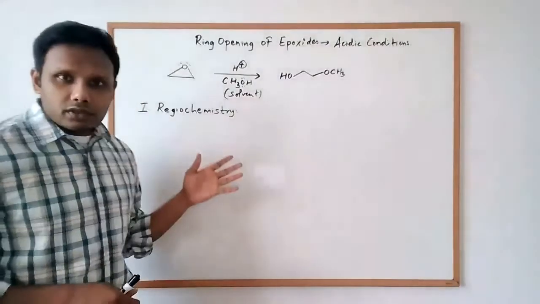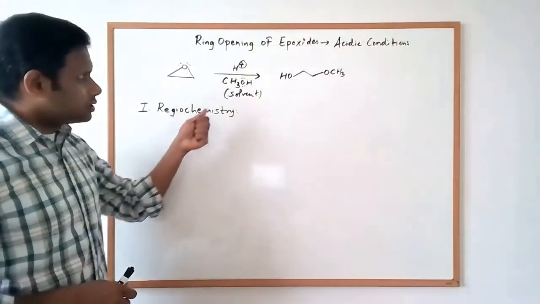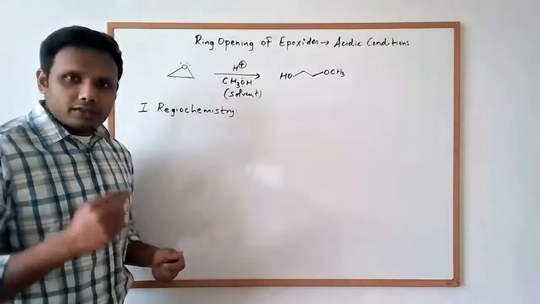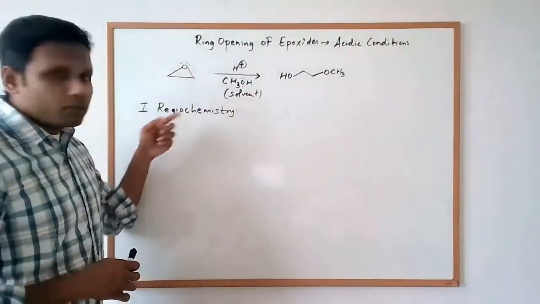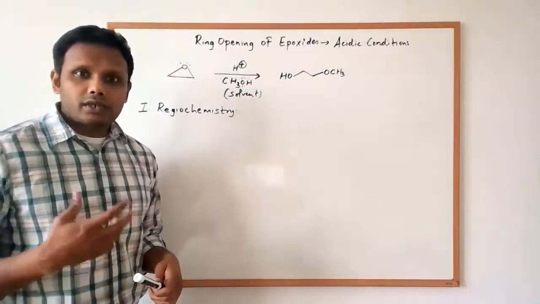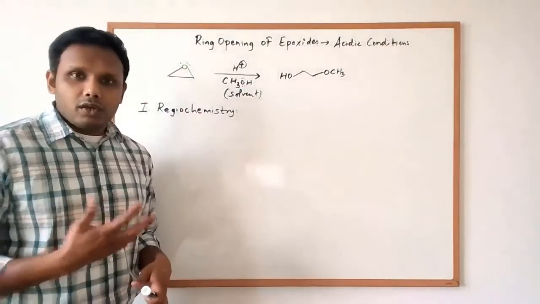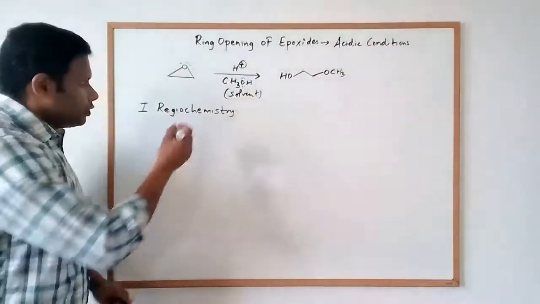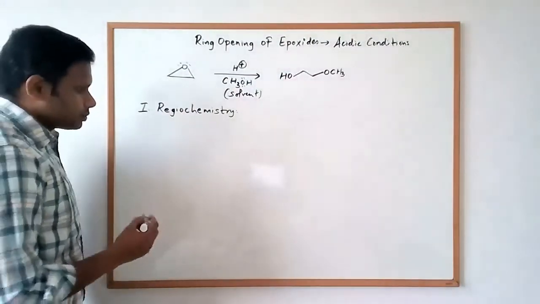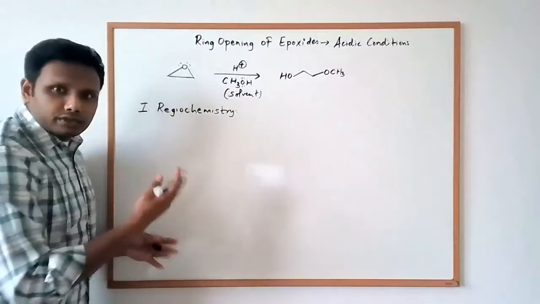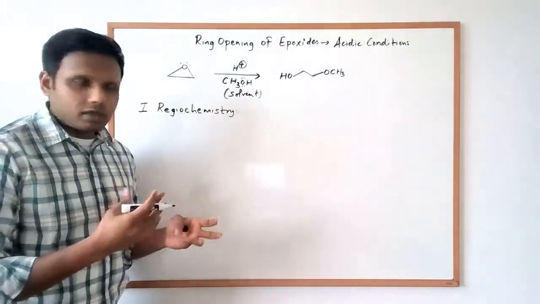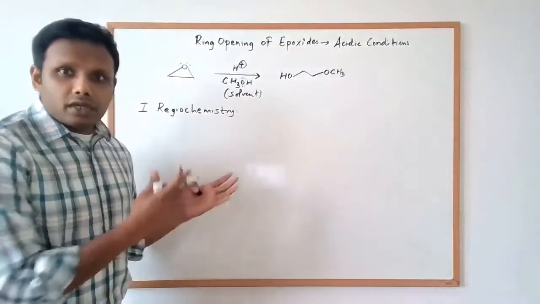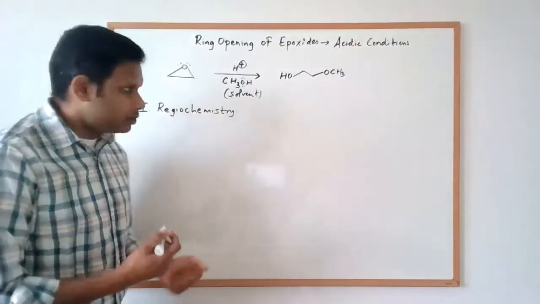What we're going to do in this video is continue with our discussions on the ring opening under acidic conditions, with a special emphasis on the regiochemistry of the reaction and the stereochemistry of the reaction. So what are some regiochemical outcomes and stereochemical outcomes of this ring opening? For this purpose, we're going to choose two different epoxides because there's some difference in reactivity that's observed depending on the epoxide that's used.